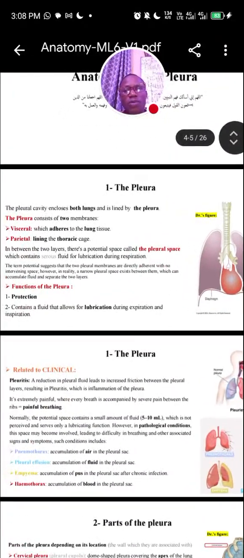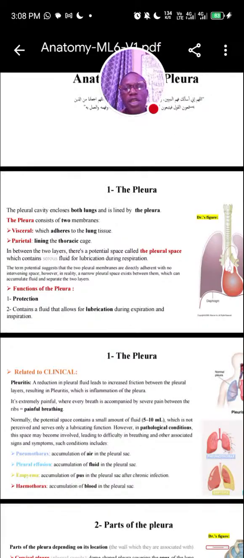What is the pleura? The pleura is a membrane that lines the lung. Do you follow? Good. The next one we want to look at is the pleural cavity. The pleural cavity encloses both lungs and is lined by the pleura. Do you get the point now? Meaning the pleural cavity is a potential space.